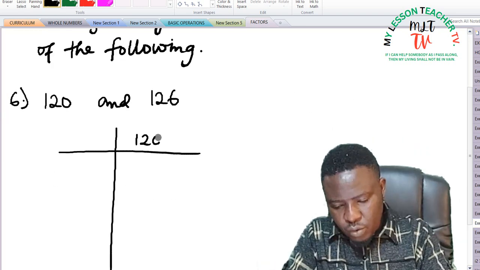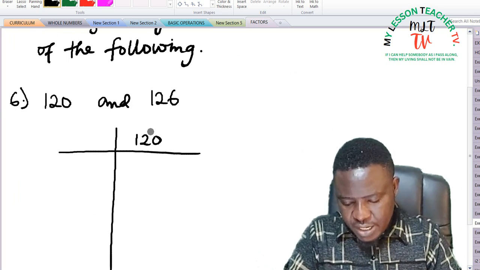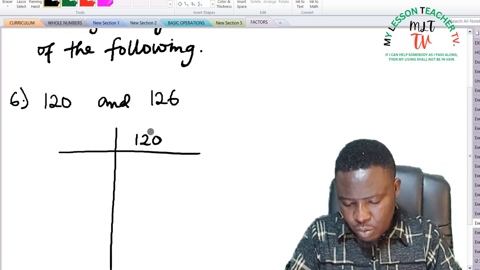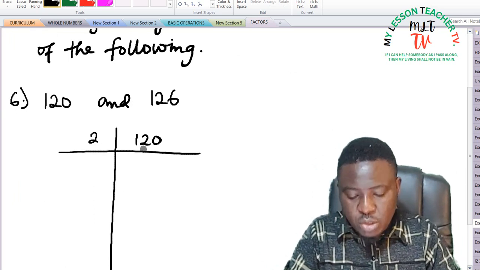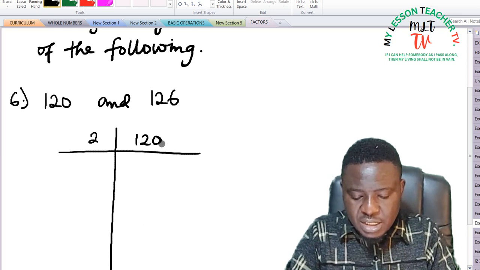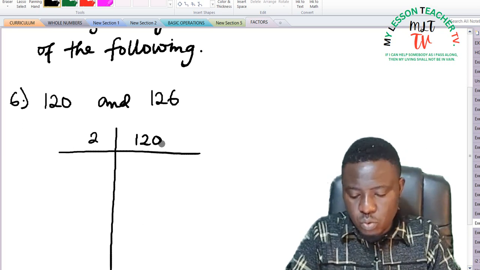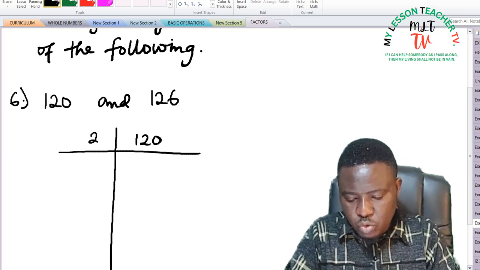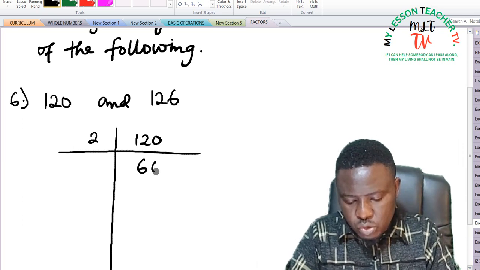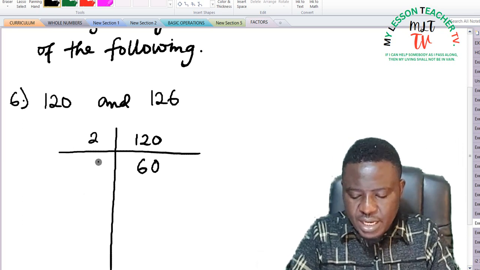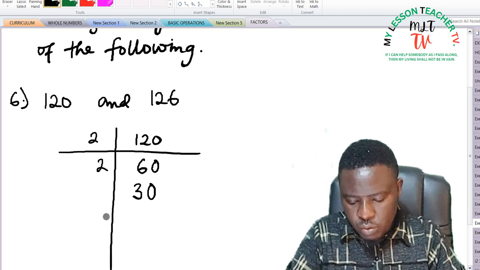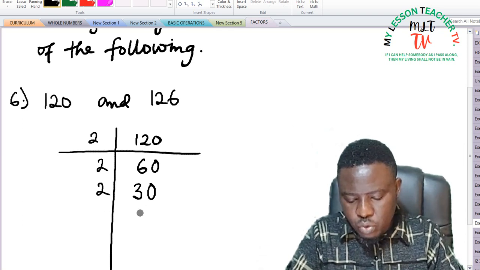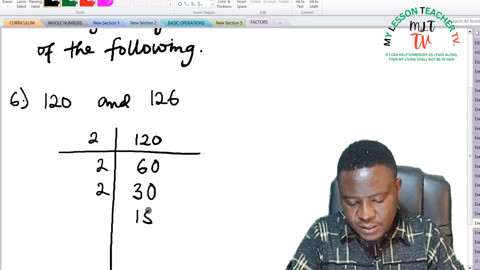So we have 120, divided repeatedly by prime numbers. We'll start with 2, and 2 can go into 120 because the last digit of 120 is divisible by 2. So 2 into 1 it cannot, 2 into 12 is 6, 2 into 0 is 0. We divide again by 2 for the same reason. 2 into 6 is 3, 2 into 0 is 0. We divide again. 2 into 30 is 15.